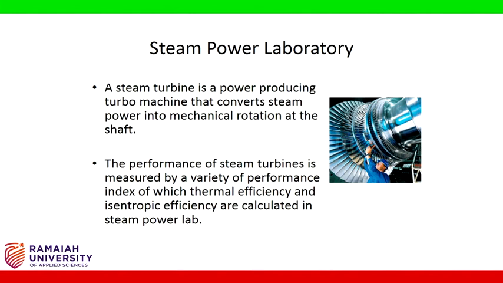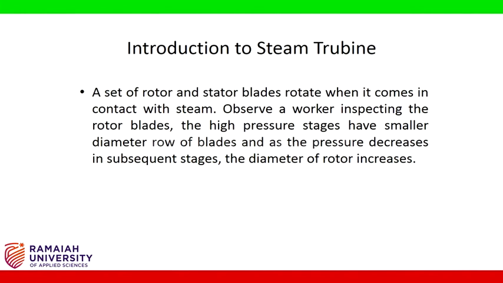Let us discuss the steam turbine. A steam turbine is a power-producing turbo machine that converts steam power into mechanical rotation at the shaft. The performance of steam turbines is measured by a variety of performance indices, of which thermal efficiency and isentropic efficiency are calculated in the steam power lab. A set of rotor and stator blades rotate when they come in contact with steam.